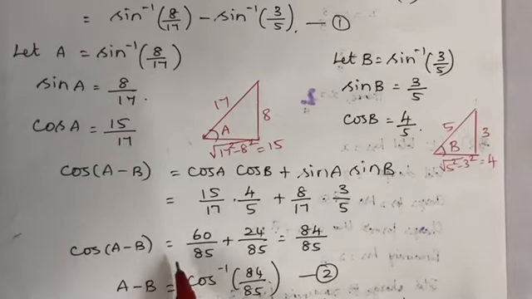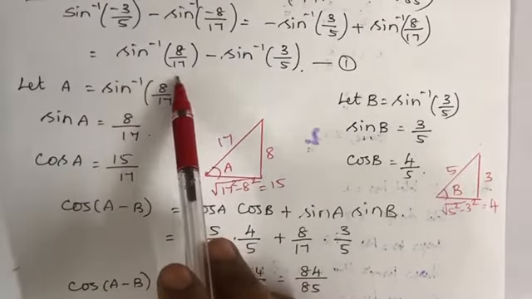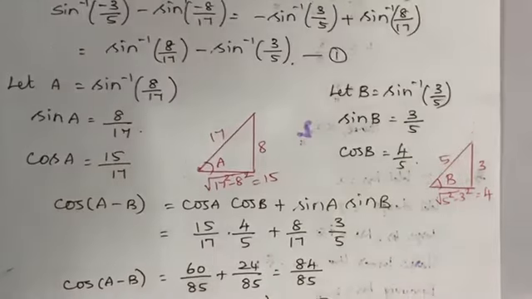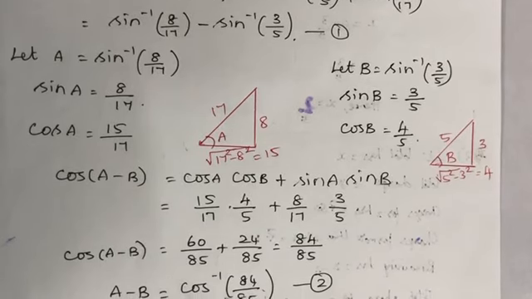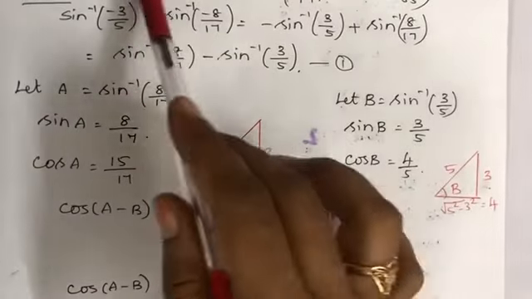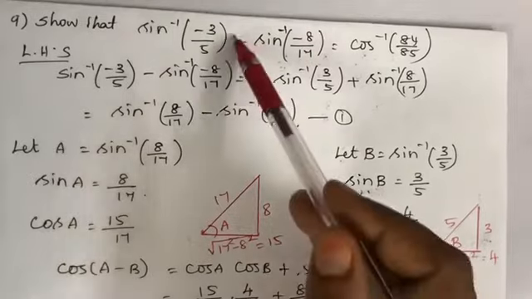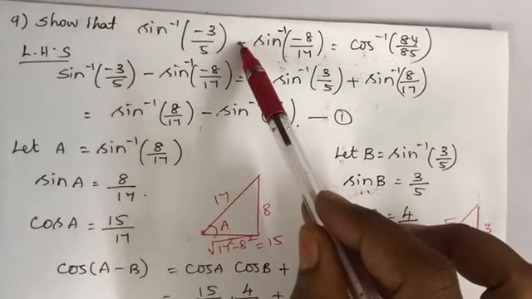What is our A minus B? Sin inverse 8 by 17 as our A and sin inverse 3 by 5 as our B. So, sin inverse 8 by 17 minus sin inverse 3 by 5 is equal to cos inverse of 84 by 85. And we have reduced this expression which is given in the question as this expression. So, instead of this, I can substitute this.